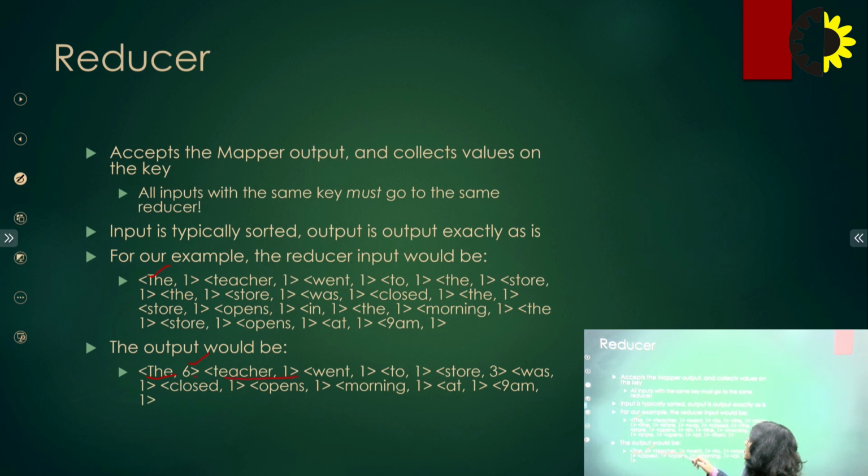Teacher occurs one time. Went occurs one time. To occurs one time. Store occurs 3 times: this is the first occurrence, this is the second, and this is the third. So we have 1, 1, 1, and we combine them into 3. Was is one time, closed is one time, opens, morning, at and 9 a.m. All these words occur one time. So this is the output after applying the reducer.